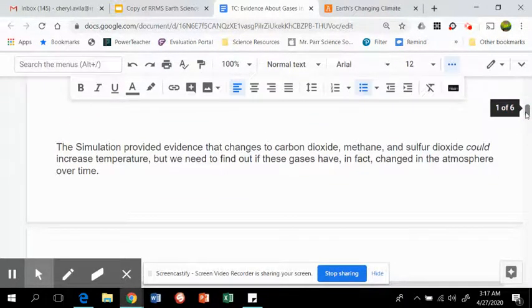The simulation provided evidence that changes to carbon dioxide, methane, and sulfur dioxide could increase temperature, but we need to find out if these gases have in fact changed in the atmosphere over time.